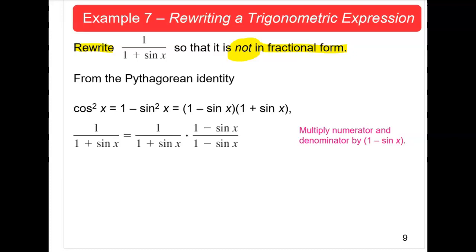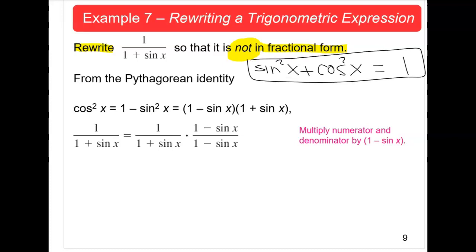What we are going to do, and you will see how a lot of times we refer back to the Pythagorean identity. So here we have the Pythagorean identity, sine square of x plus cosine square of x is equal to 1. And what I'm going to do is solve for cosine square x. That means I want to leave this one by itself. Cosine square x will equal 1 minus sine square of x. And that is what we have here, 1 minus sine square of x.